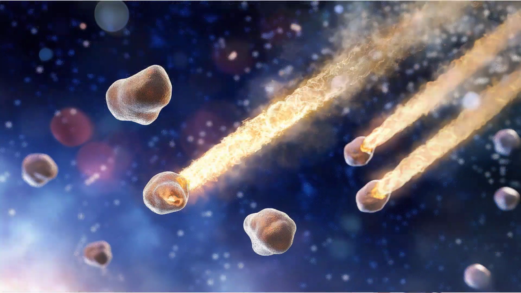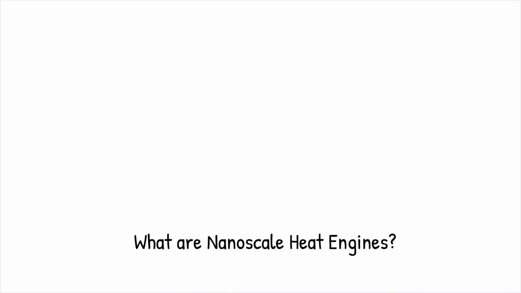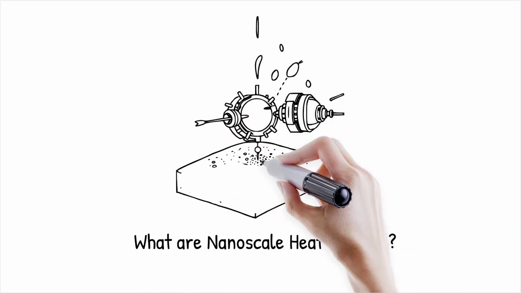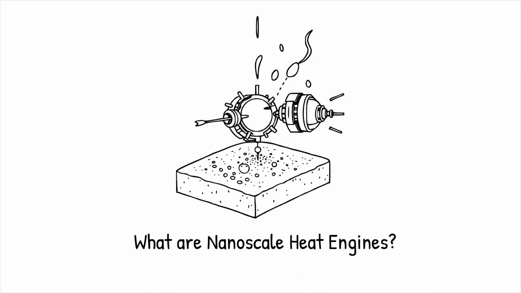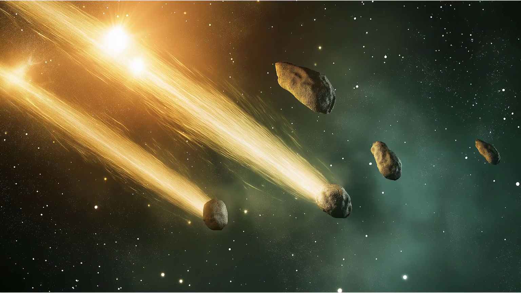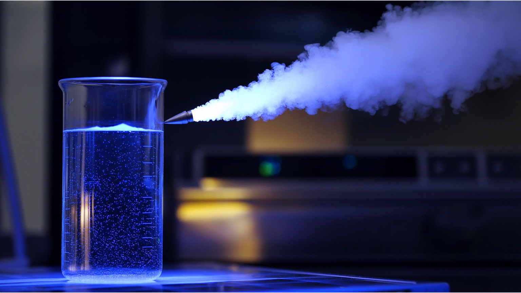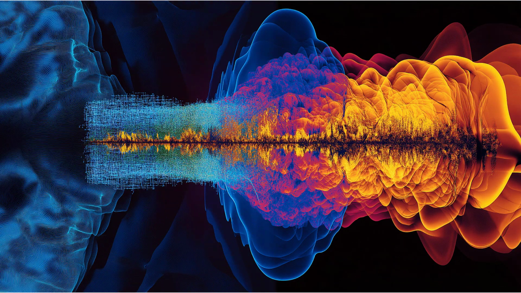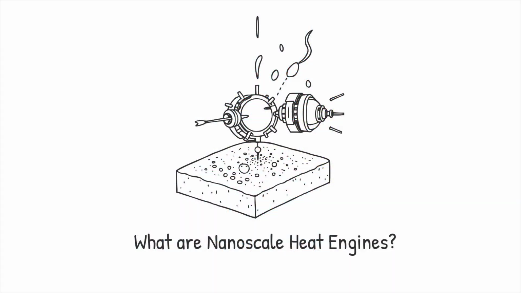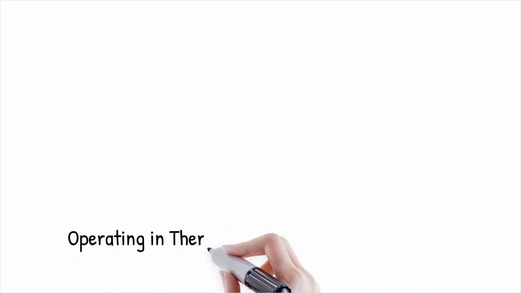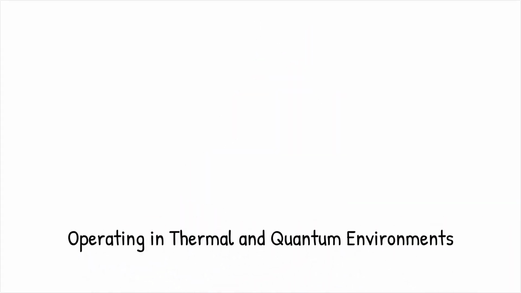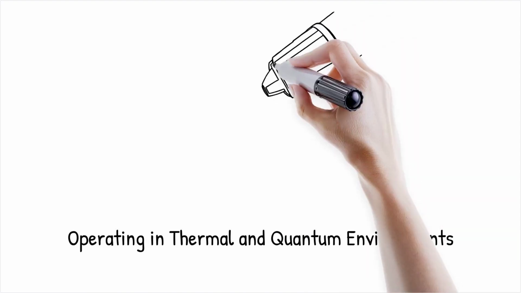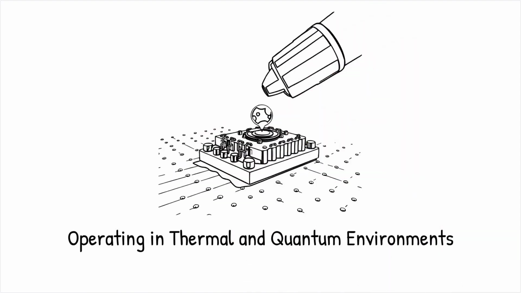Nanoscale heat engines are microscopic machines that convert thermal energy into mechanical work, operating at scales smaller than a grain of sand. These engines harness principles from both classical thermodynamics and quantum mechanics, making them fascinating tools for understanding energy conversion at microscopic levels. Unlike macroscopic engines, nanoscale heat engines operate in environments dominated by thermal fluctuations and quantum effects, challenging traditional thermodynamic laws.